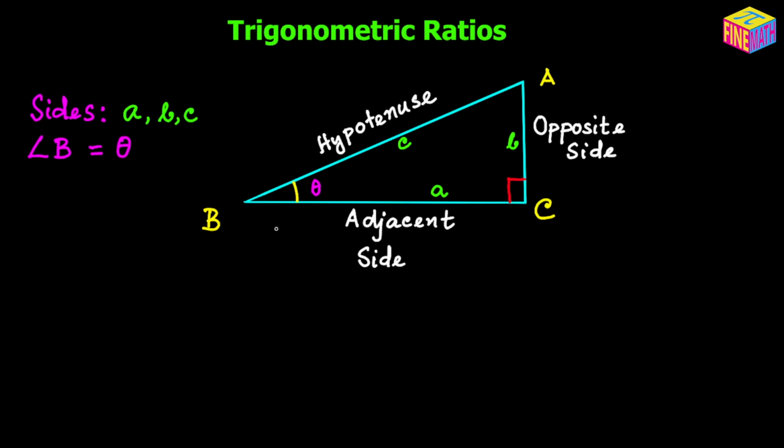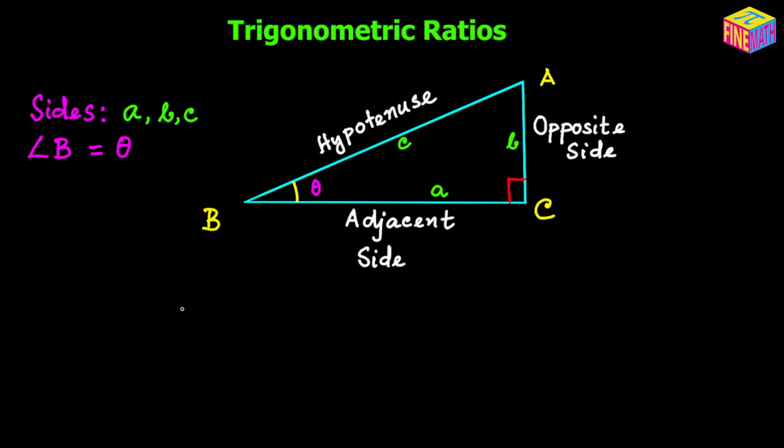I have also denoted that angle B is theta. Let's assume that the measure of this angle is theta. Whether theta is in degrees or radians doesn't really matter. We're going to assume that it's angle theta. So for this right triangle, how many sides do we have? Obviously every triangle has three sides, and I have noted them a, b, c.